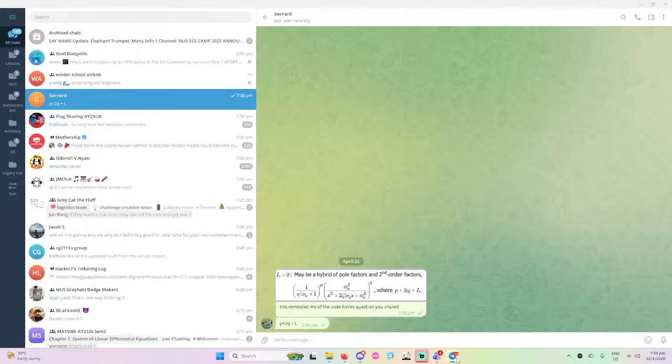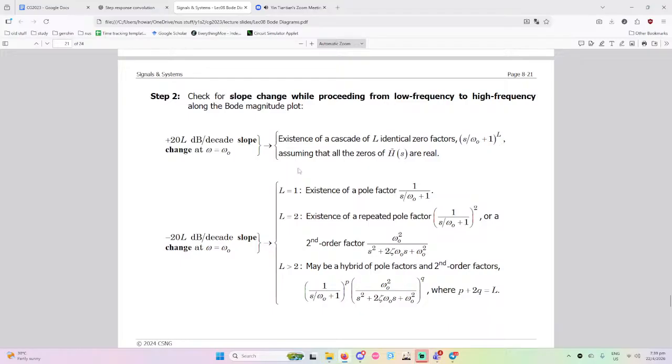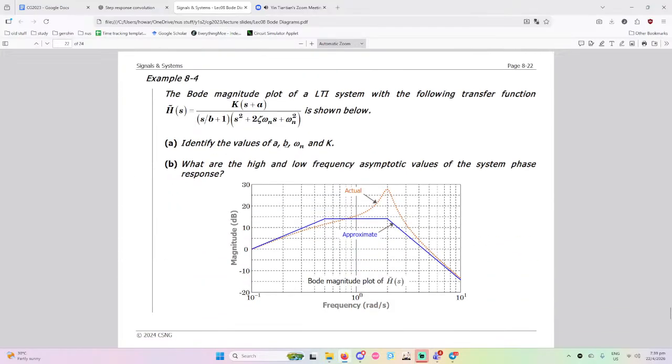Now we can look at this example here. Okay, so let's look at the example 8-4. The Bode magnitude of an LTI system with the following transfer function is shown below. We need to identify the value of A, B, omega n, and k, and we also need to find out the high and low frequency asymptotic values of the phase response. Okay, so first let's do question A.